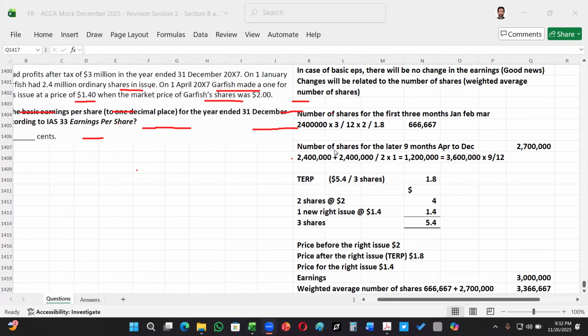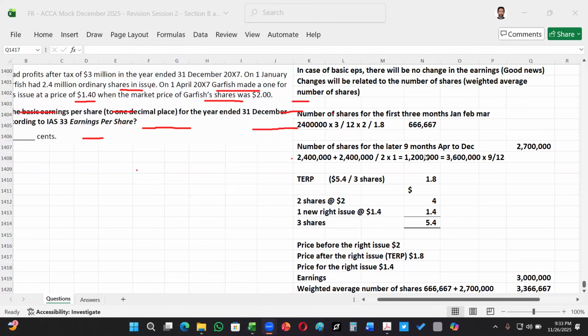Okay, that is not a problem. That's a small thing. For the first 3 months we only had 2.4 million, but in the later 9 months we had those shares plus some new rights issues, that is 1.2 million. So to the existing 2.4 million we add the new ones and get the updated value. But when we multiply it by 9, we get the weighted average.